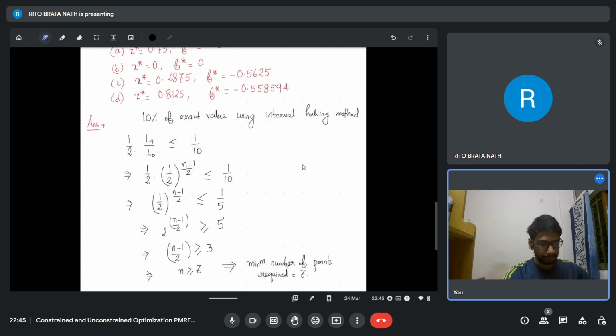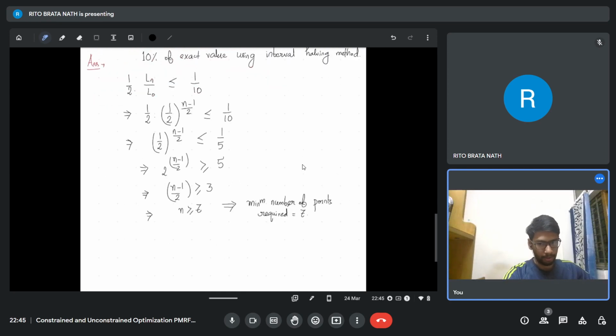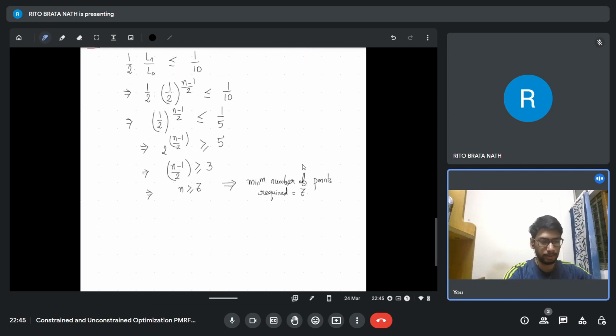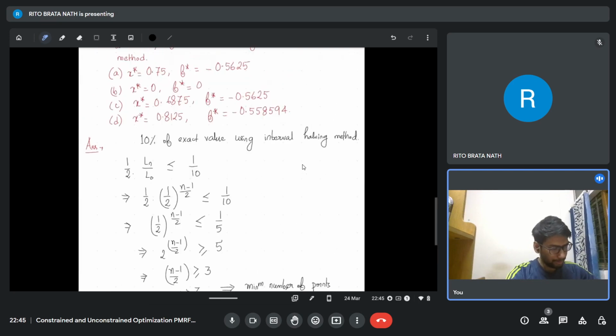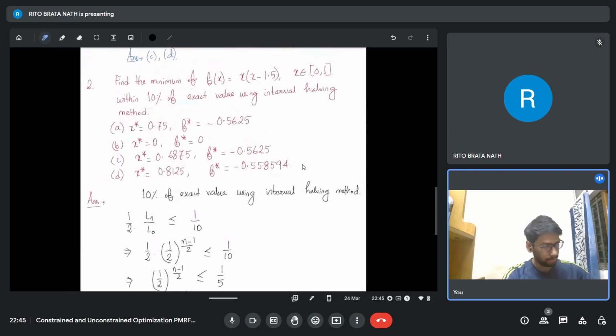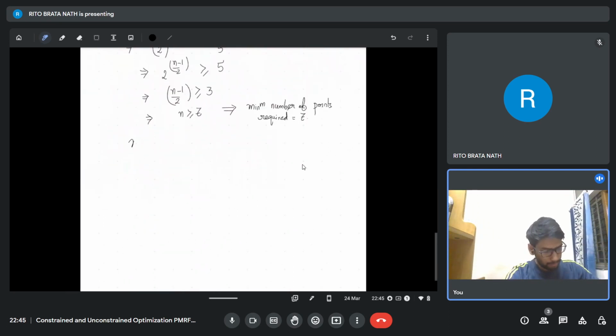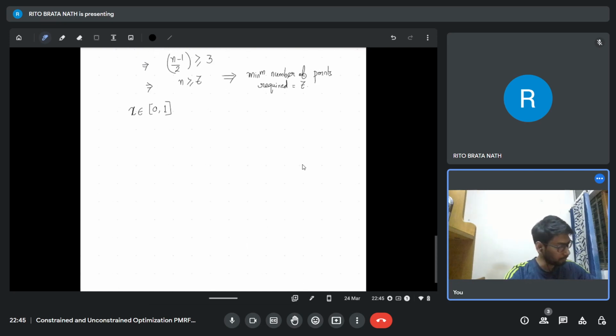Now let's do this actually, like which 7 points you require. So in the interval halving method, what typically you do is you halve your interval after every iteration. So your initial interval here is [0, 1], and the length of the interval here is 1. But in the next iteration, you will probably shrink your interval to 0.5. So that will be the length of your interval. Okay. So let me do this now.